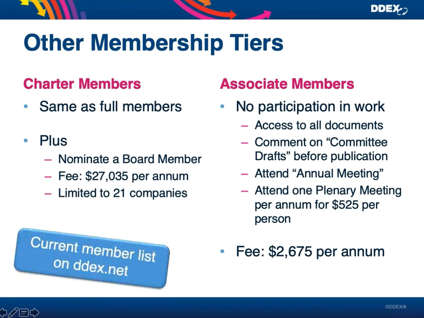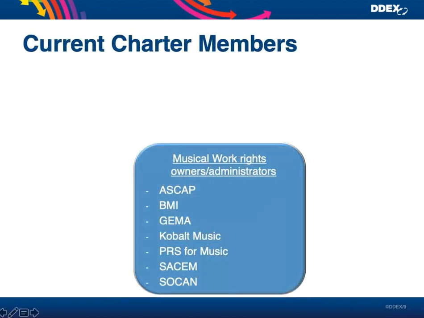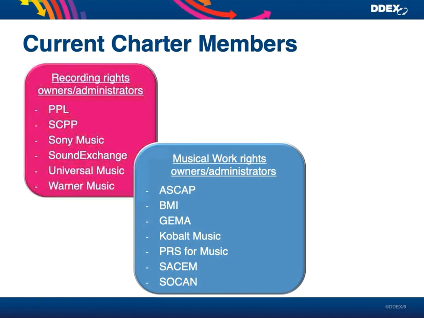You can see the current membership list on DDEX.net under the membership tab. But in terms of the charter members, the musical work rights owners and administrators are principally represented by Right Society, ASCAP and BMI from the US, GEMA from Germany, PRS from the UK, SACEM from France, and SOCAN from Canada, and Cobalt Music Publishing.